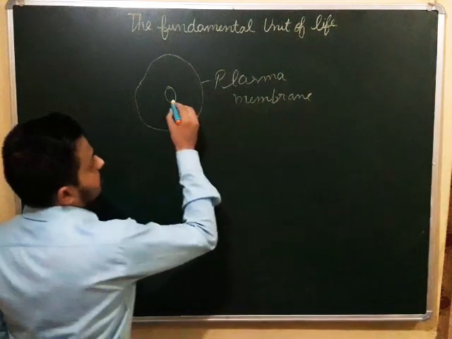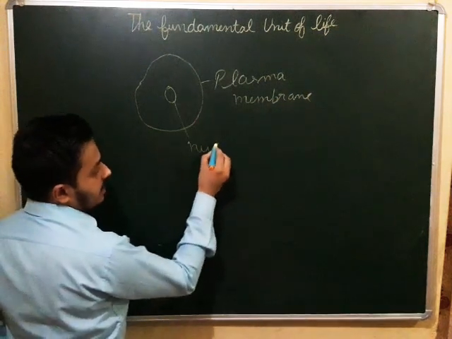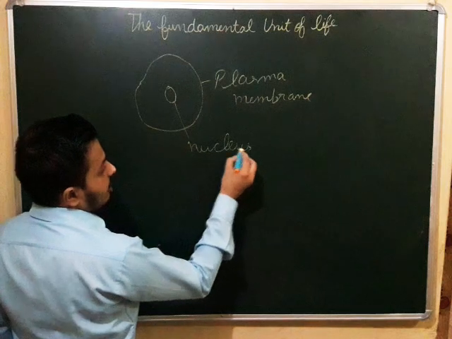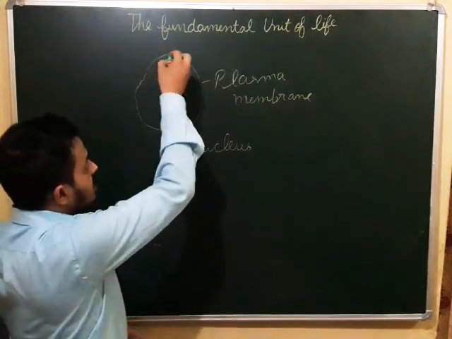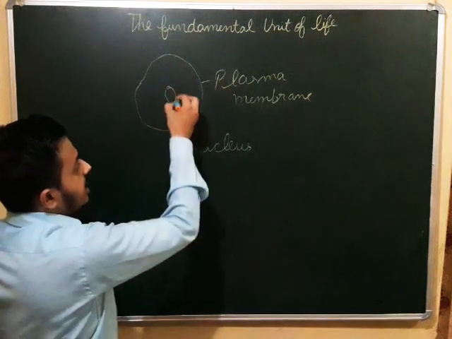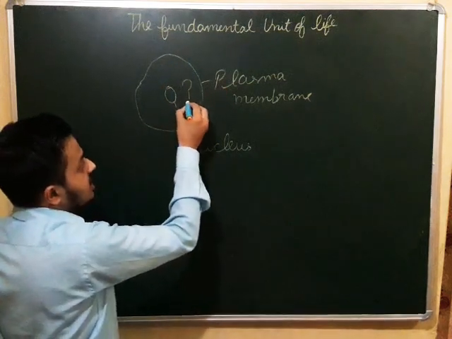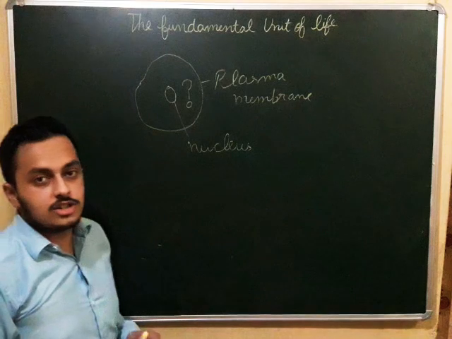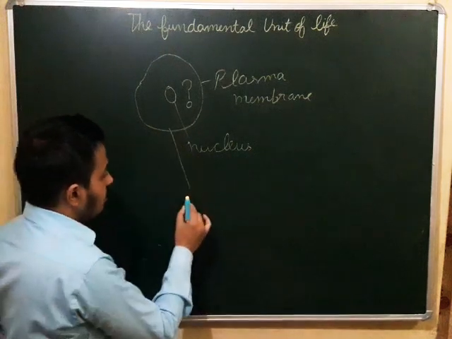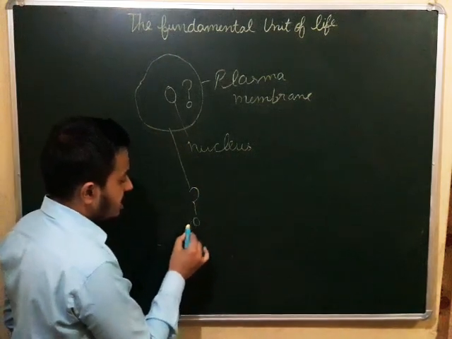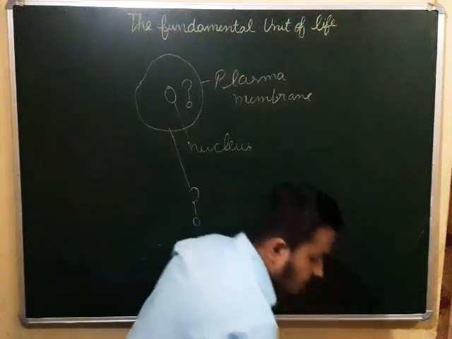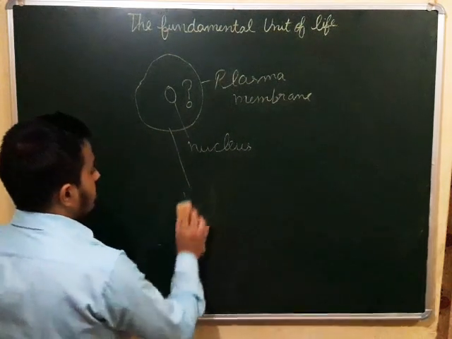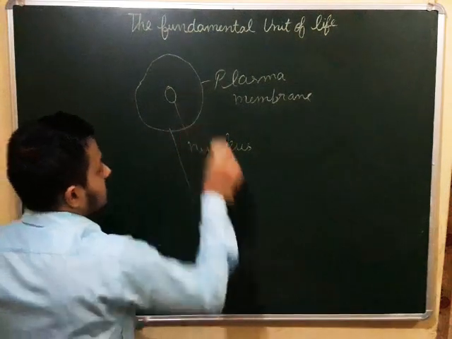We have the nucleus with the nuclear membrane. And now we are going to discuss what lies between these, the plasma membrane and the nuclear membrane, what lies inside this and what is its function. We will discuss in this video. So here lies what you call the cytoplasm.